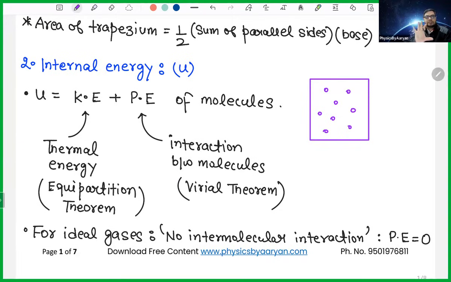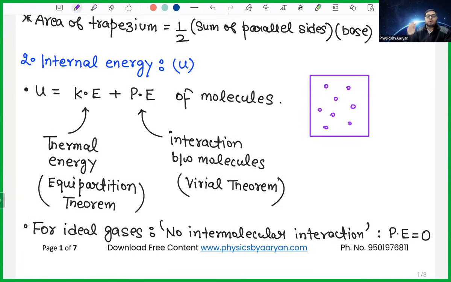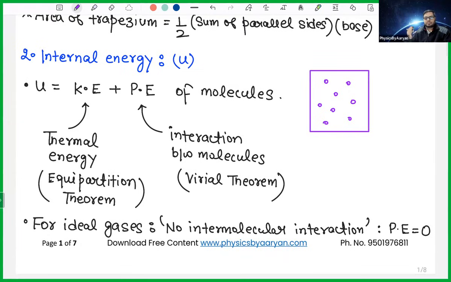How do we tackle kinetic energy? How do we tackle potential energy? For ideal gases, there is no intermolecular interaction, because in an ideal gas two molecules do not interact with each other. So the potential energy is zero. It means that for ideal gases, internal energy is equal to kinetic energy. Simply, internal energy is kinetic energy, or thermal energy. There is no potential energy in ideal gases because there are no intermolecular forces. This is one of the assumptions.